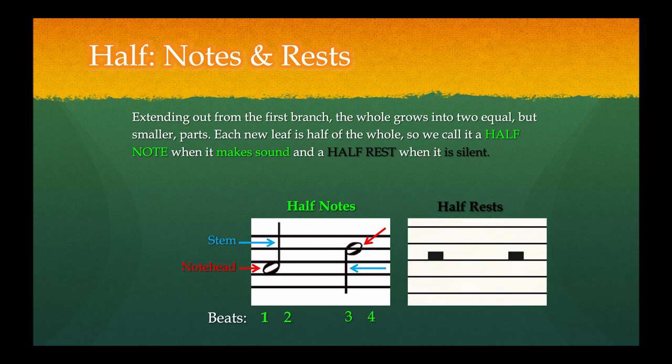This is what half rests look like. They're resting on the 3rd line. Half rests get 2 counts each also, but of silence. The first half rest in a measure, 1, 2, and the second half rest in a measure, 3, 4. Half notes and half rests get 2 beats each.